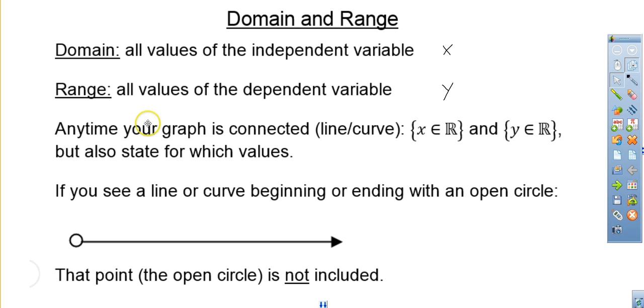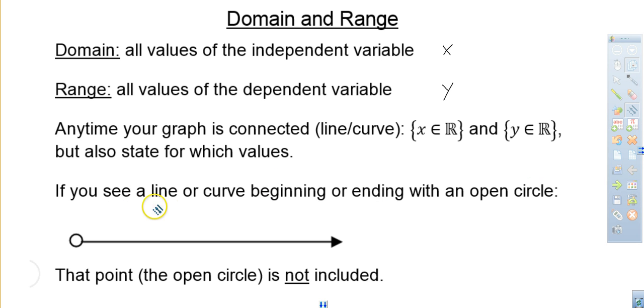Now, just some things to remember. Anytime that your graph is connected, so if you have like a line or your curve, you're always going to start with x being an element of the real numbers and y being an element of the real numbers as well. And that's because you don't just have specific points. You don't jump from x equals 2 right to x equals 3 with nothing in the middle. If it's connected, you have all the little points in between. You can make an infinite amount of points in between. So we say that both are elements of the real numbers.